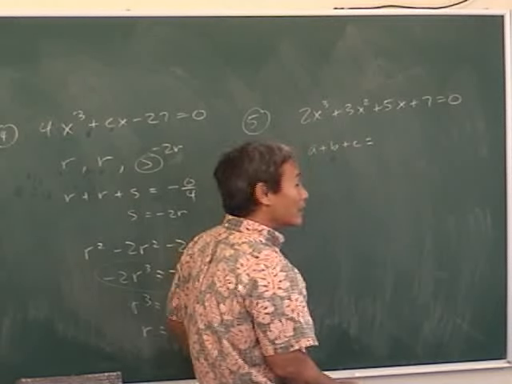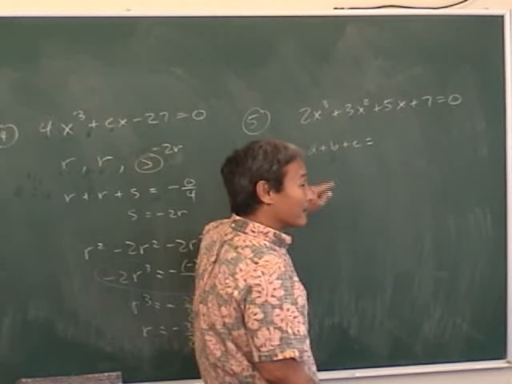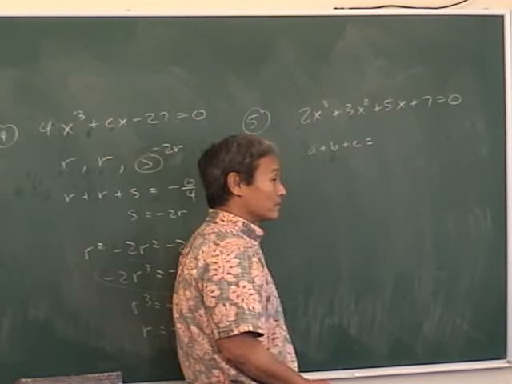Who said zero? Negative b over a. That wasn't me. I didn't say it was you. You're looking at me.